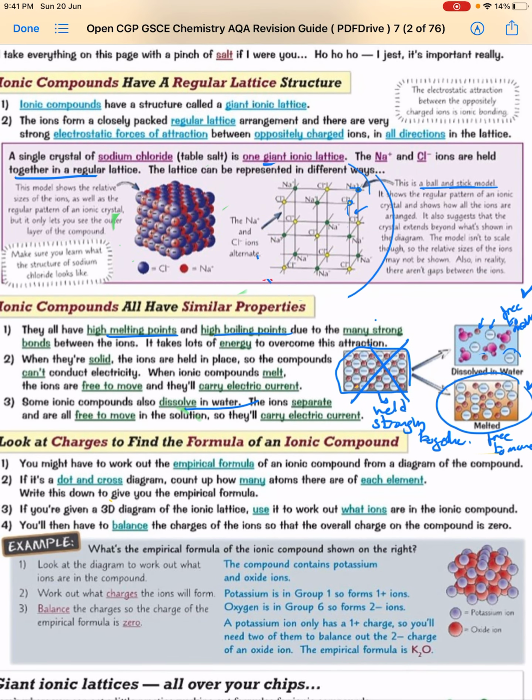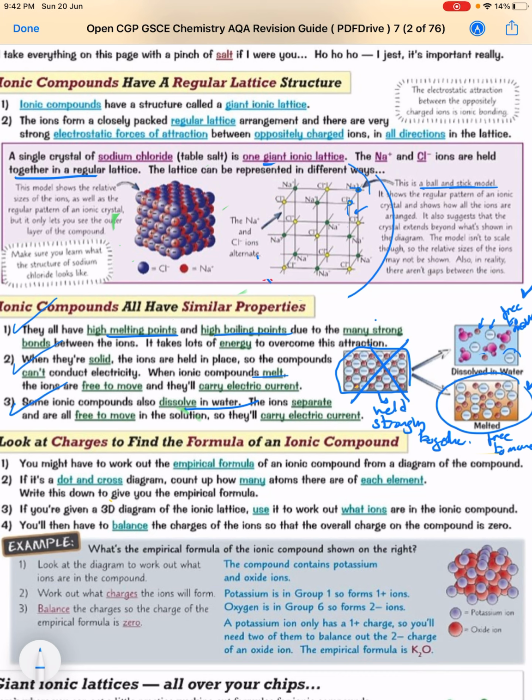So basically, those were the properties of ionic compounds, which are quite self-explanatory. If you understand the nature of the ionic structure or the ionic bonding, you would easily conclude that. They have high melting and boiling points, they're solid, the ions are held in place, so the compound cannot conduct electricity when it's solid, but it can conduct electricity when it's molten or dissolved.